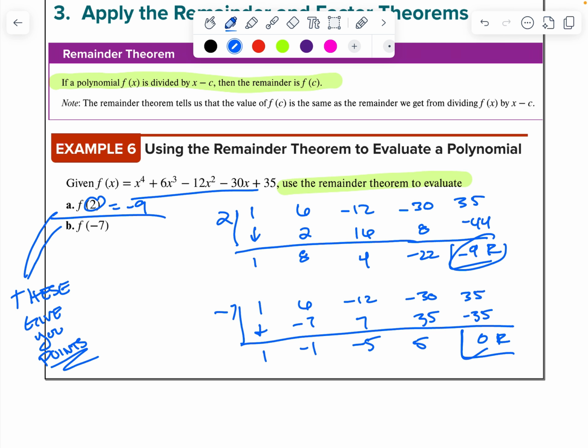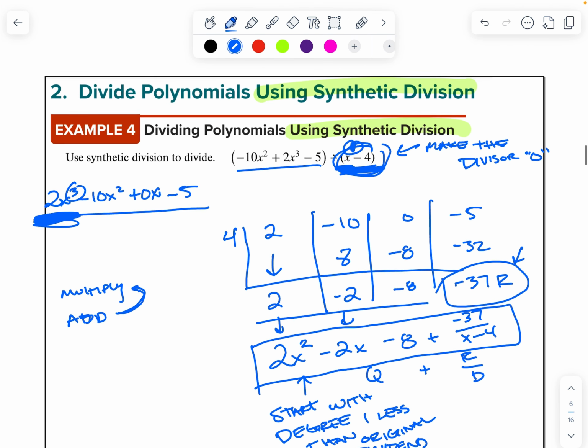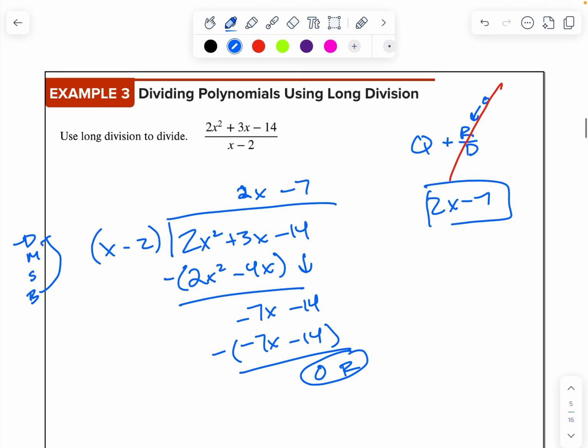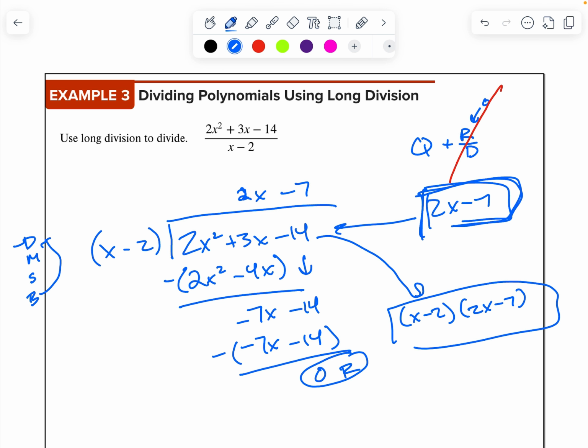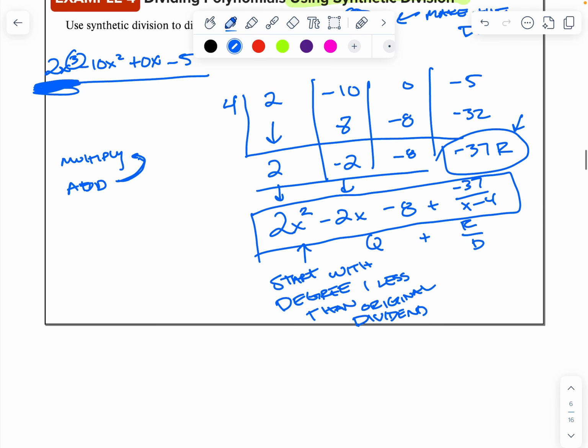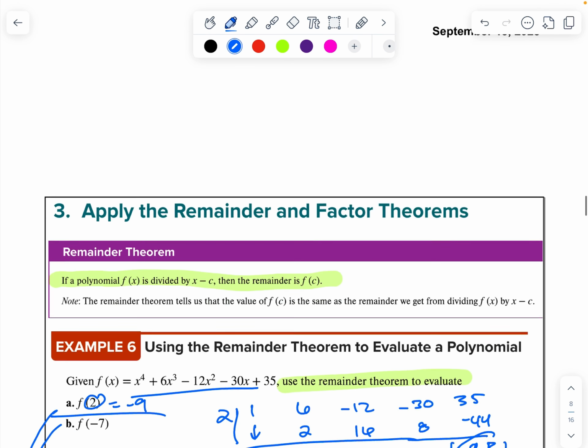Again, when I said earlier that you would love to get 0 as a remainder, like on this problem here, when you got 0 as a remainder, that just means that it divided perfectly evenly. That's great. That just means that 2x minus 7 is a factor of 2x squared minus 3x minus 14. That means if I wanted to rewrite 2x squared plus 3x minus 14, I could write it as x minus 2 times 2x minus 7. These are two factors that make that polynomial. We just actually factored this using long division. You can say the same thing with synthetic division.